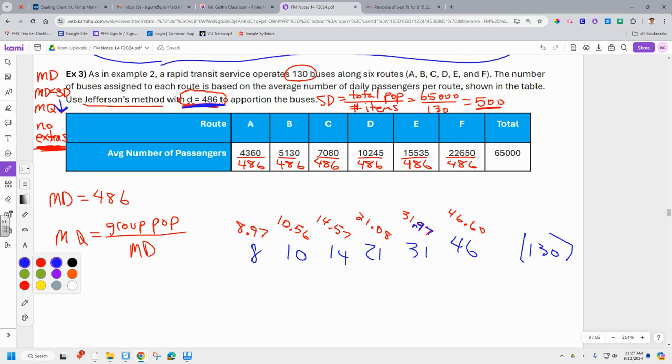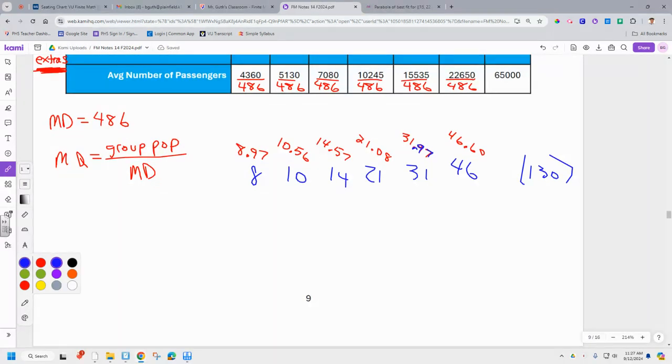So this is Jefferson's apportionment. A gets 8, B gets 10, C gets 14, D gets 21, E gets 31, and F gets 46.